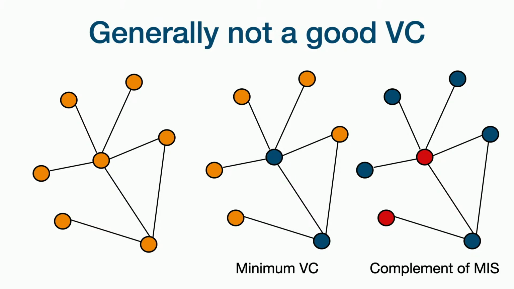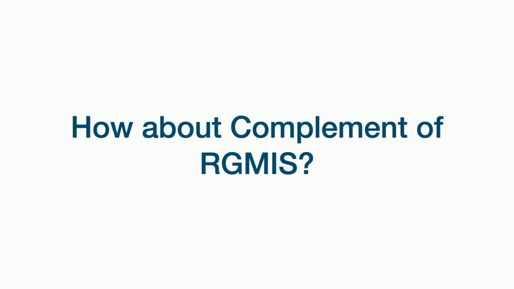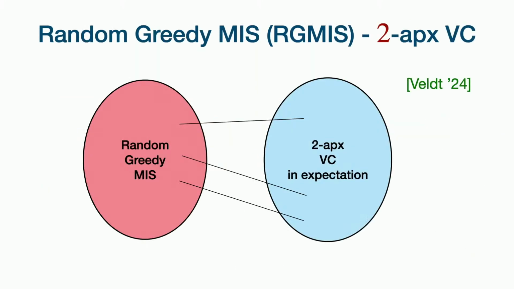These red vertices form a maximal independent set. And if you look at the complement, it is a vertex cover, but it's much larger than the minimum vertex cover. It has 5 vertices. Okay? So generally, just finding a maximal independent set and taking the complement is not going to give us a good vertex cover. In fact, it could be n times larger than the actual minimum vertex cover of the graph. But here's the second nice property of randomized greedy MIS.